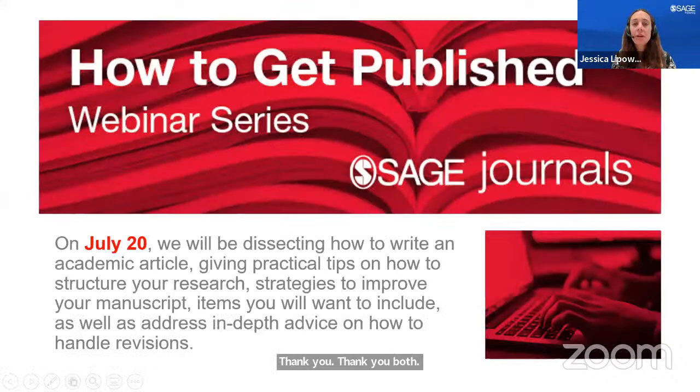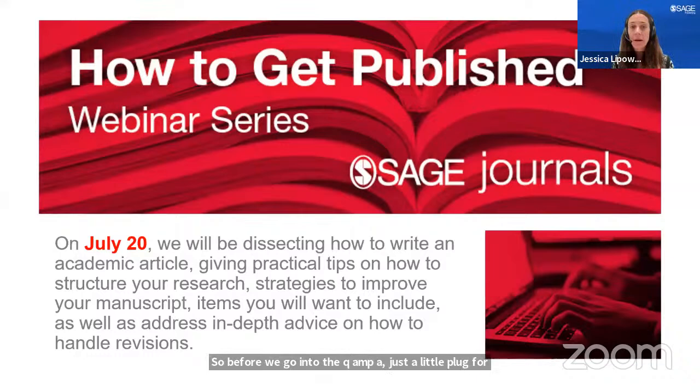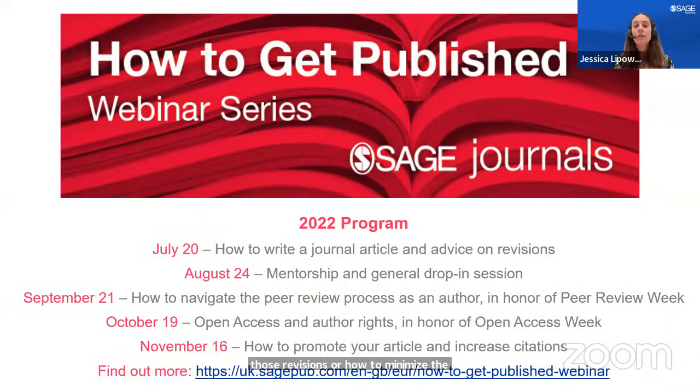So before we go into the Q&A, just a little plug for our upcoming and next webinar. This will be focused specifically on how to write an academic manuscript. So giving deeper guidance on structuring your research, how to improve it, items you want to include, and then also thinking about handling those revisions or how to minimize the number of revisions. And then going forward, we have in-depth sessions on mentorship, navigating the peer review process as an author, open access specifically and author rights, and how to promote your article and increase citations, with the series continuing into 2023.